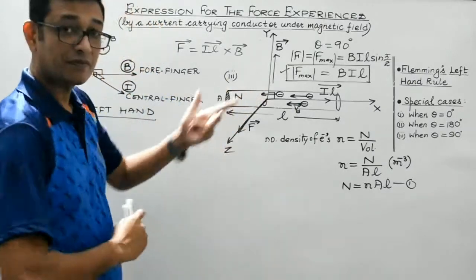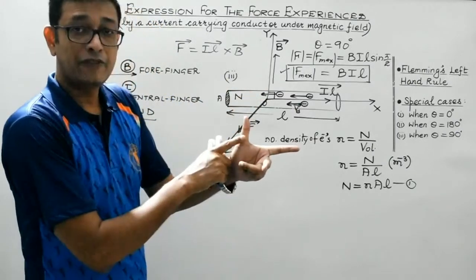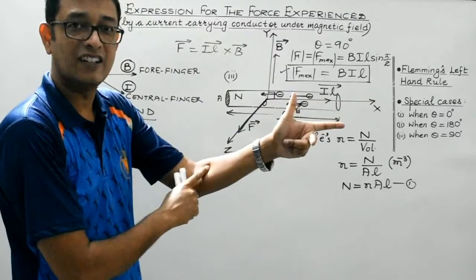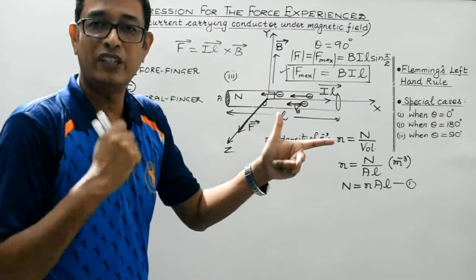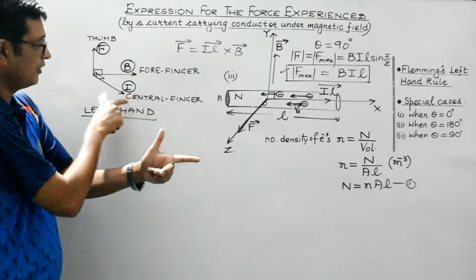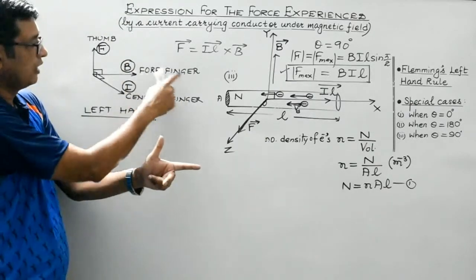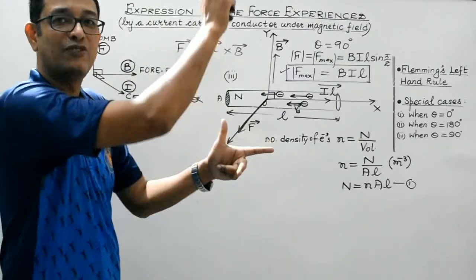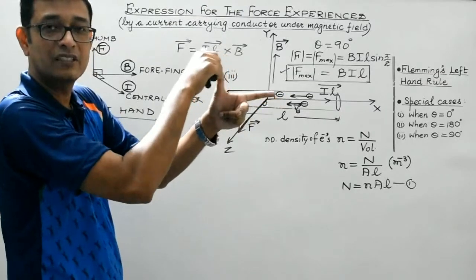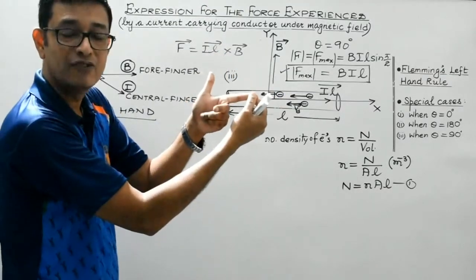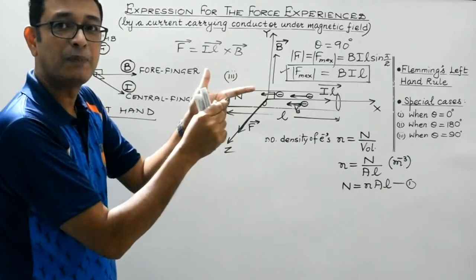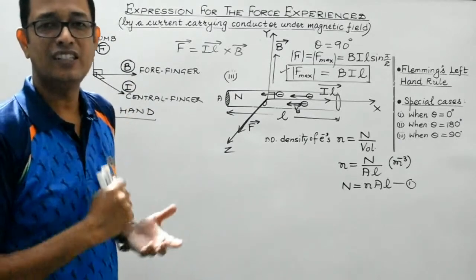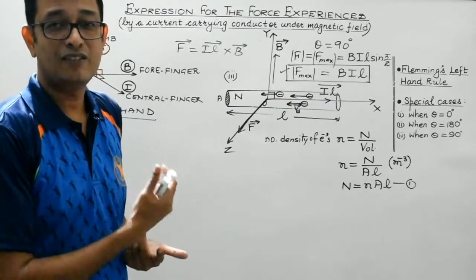Right? So, again let me repeat this rule. If you stretch the thumb, forefinger and central finger of your left hand such that they are mutually perpendicular to each other, then if the central finger represents the current, the forefinger represents the magnetic field, then the thumb will represent the direction of the magnetic force. So students, thumb is F, forefinger is B, which is magnetic field, and central finger represents the direction of I, which is current. So FBI, just remember this in sequence, right? I hope you will obviously remember it.